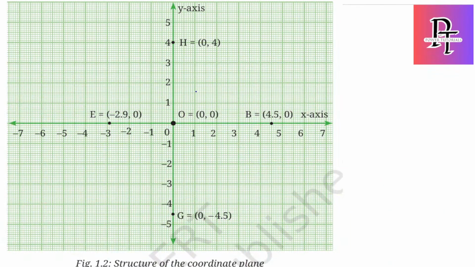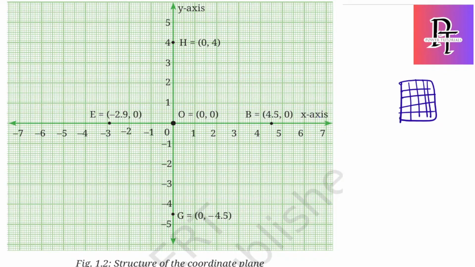So here you can see this, we call it a graph sheet. What is a graph sheet? If you zoom into any particular point, we have vertical lines and horizontal lines. Using these vertical and horizontal lines, we can figure out any particular position. As I mentioned, we consider the horizontal line as the x-axis and the vertical line as the y-axis. To the right side we have positive 1, 2, 3, 4, 5, 6, 7 and so on.